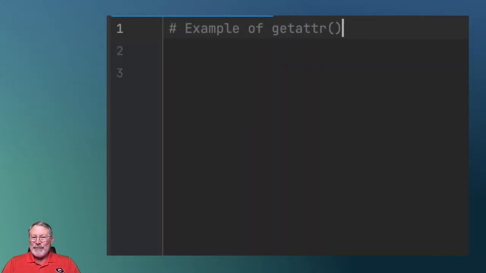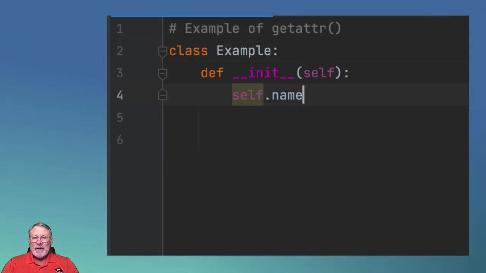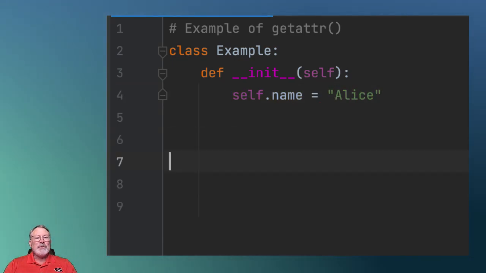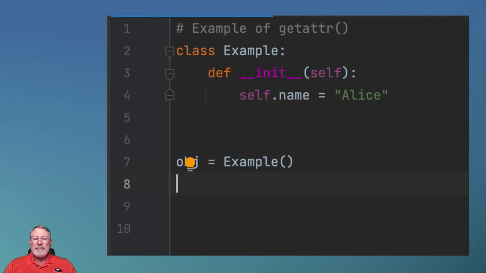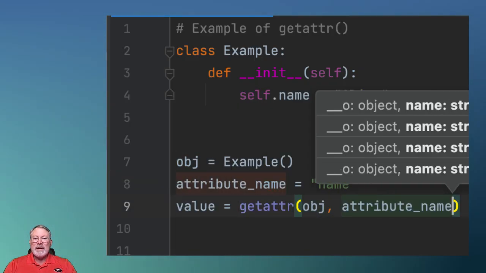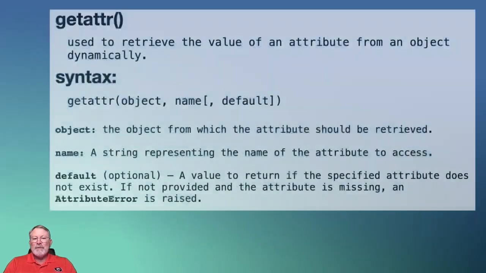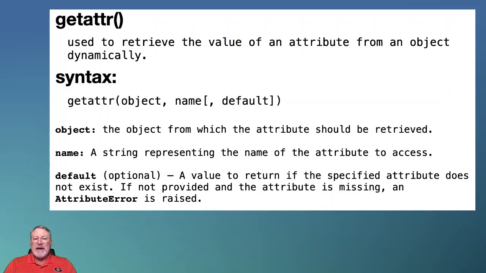Hi, Python developers. In this video, we're exploring the getattr function, a versatile built-in tool for dynamically accessing object attributes. Whether you're building dynamic applications or working with unknown objects, getattr is here to help. Let's dive in. First, what is getattr?